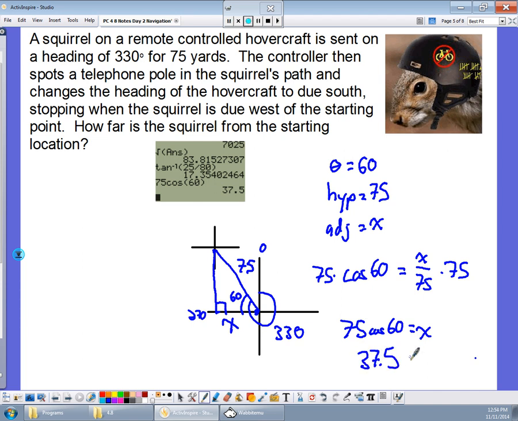And that would be yards. And the reason we're not asked for the heading here is because it's exactly 270 degrees, it's right on the axis. But again, I didn't use that 330 degrees, I used the reference angle of 60 degrees for my triangle.